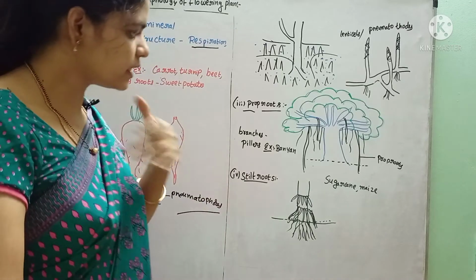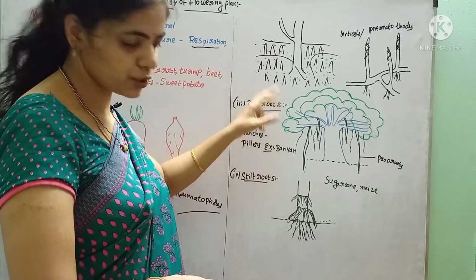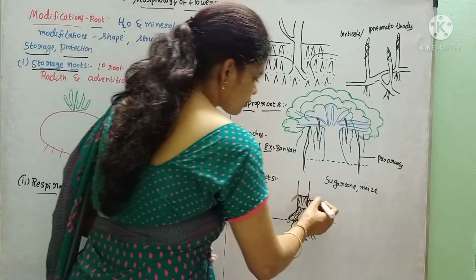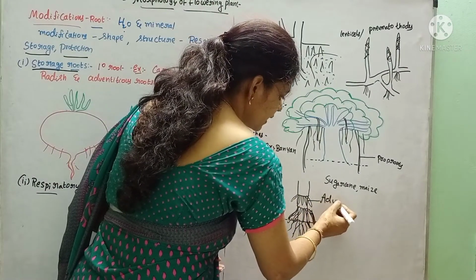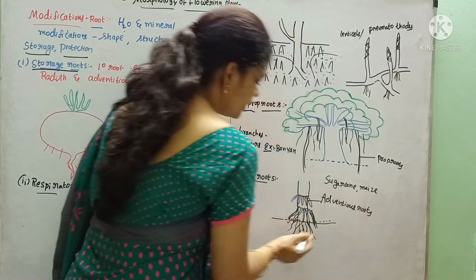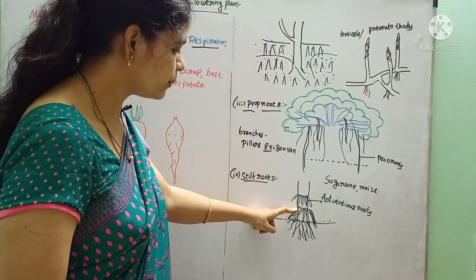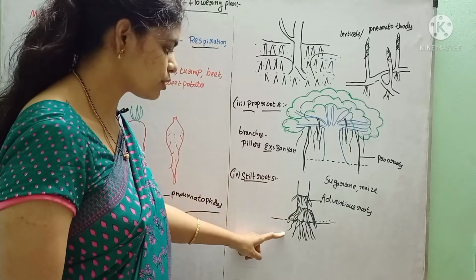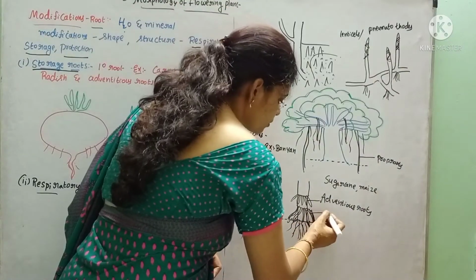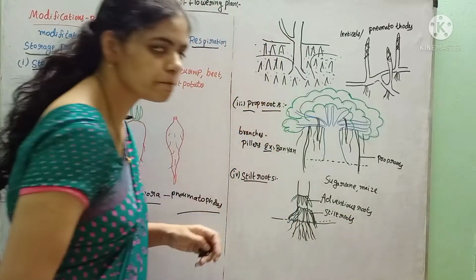Stilt roots. These stilt roots are seen in the sugarcane and maize. Actually, in the sugarcane and maize, this is the stem. The stem consists of nodes, right? These nodes produce adventitious roots. Each node produces adventitious roots. But at the basal region, the basal node produces adventitious roots which penetrate deep into the soil and give strength to the total plant. Those type of roots are called stilt roots. So stilt roots are seen in sugarcane and maize.